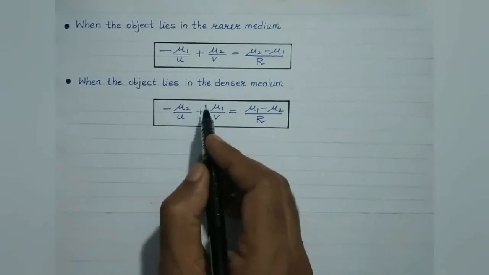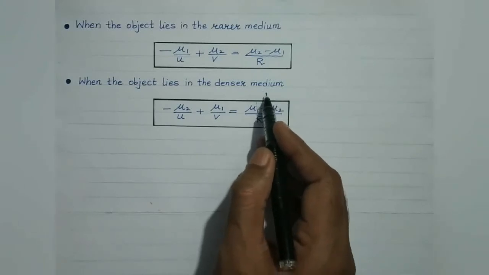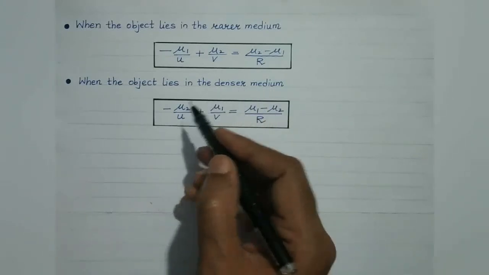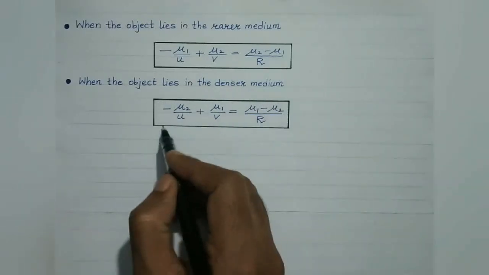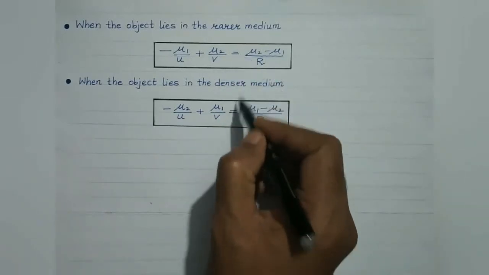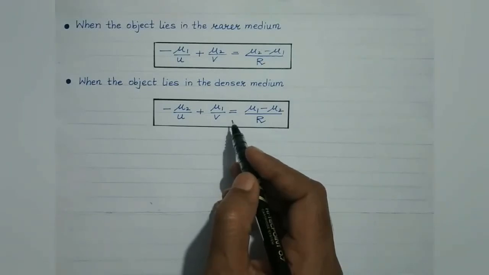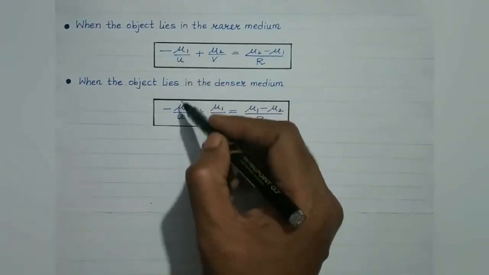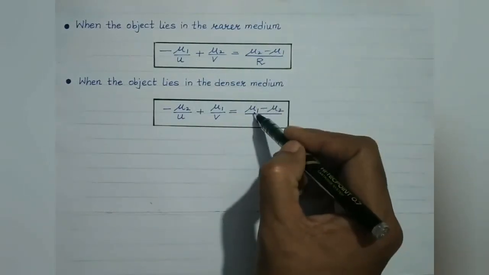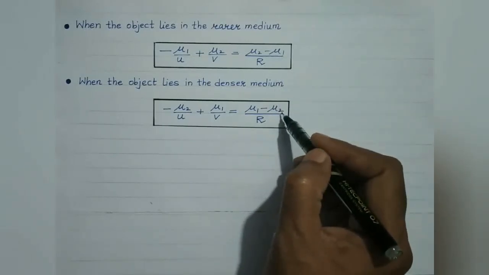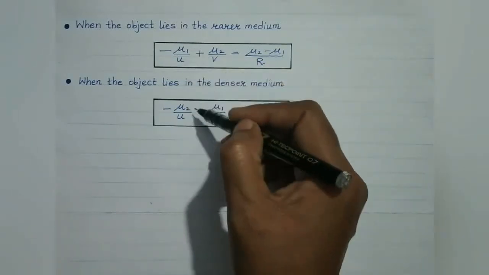Clear? Similarly, if the object lies in the denser medium, that is, in case the object is situated in the denser medium so that the incident ray travels in the denser medium and refracted ray in the rarer medium, then this expression is obtained. Now students, just remember any one of these two expressions. The other can be obtained simply by interchanging mu1 and mu2. Look, here it's mu1, interchange it by mu2. Here it's mu2, interchange it by mu1. In place of mu2, write mu1, and in place of mu1, write mu2. So remember any one formula, and the other formula can be easily remembered by interchanging mu1 and mu2.